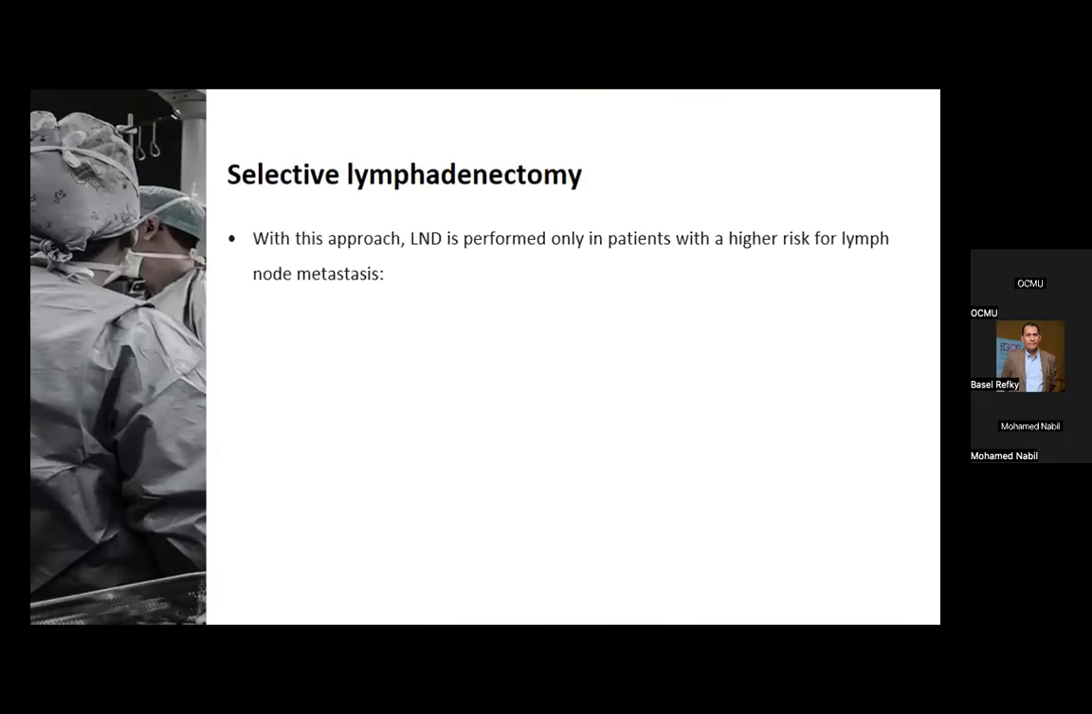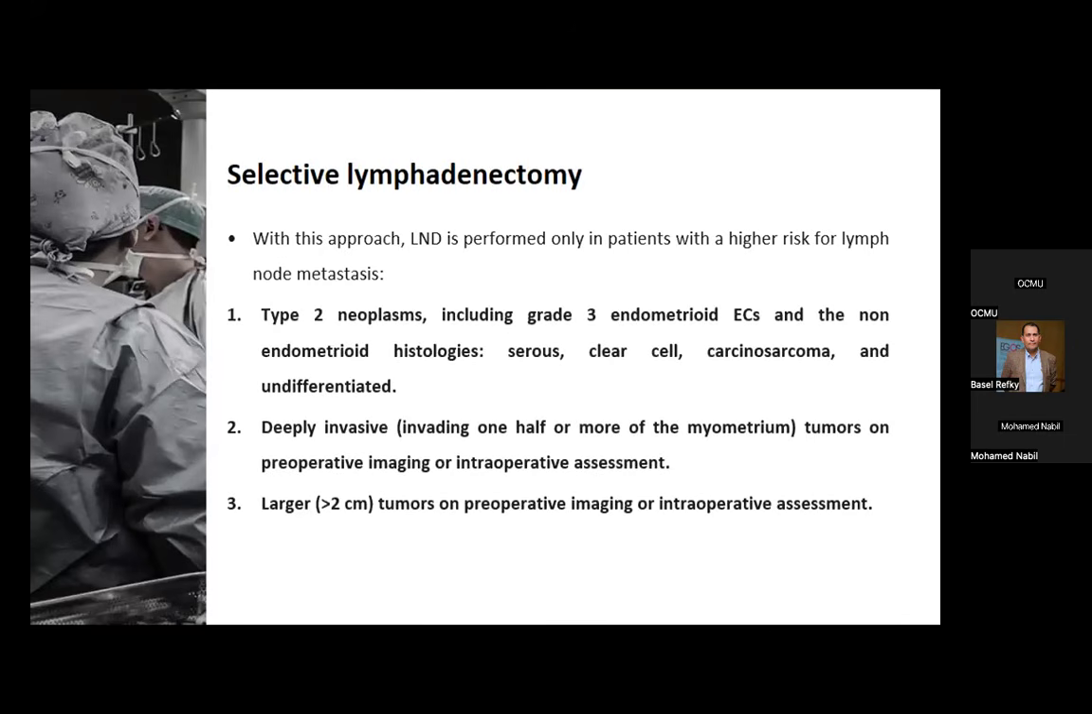So to finalize, which patient will get a lymphadenectomy, and which will not? To speak in brief, type 2 neoplasms, including grade 3 endometrioid cancers and high-grade histologies, serous, clear cell, carcinosarcoma, and undifferentiated, will get a lymphadenectomy. The deeply invasive tumors, including half or more myometrial invasion, will get the lymphadenectomy. The large tumors on preoperative imaging will also get lymphadenectomies.